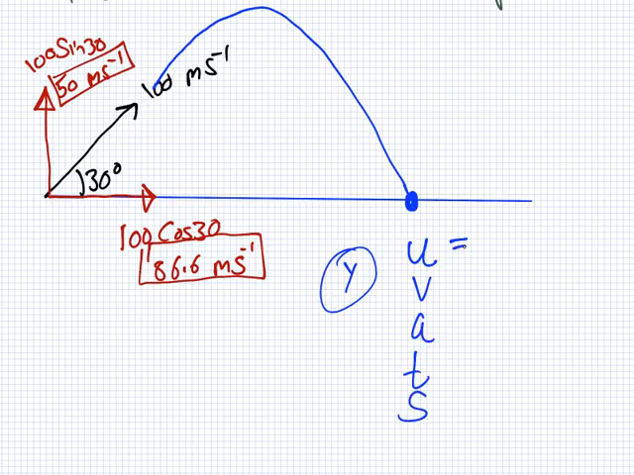What's the U vertically? 50. The V? We don't know. The A we do know, minus 9.81. T is what we want, and the S is what? Zero. Wouldn't V be minus 50 actually, yeah.